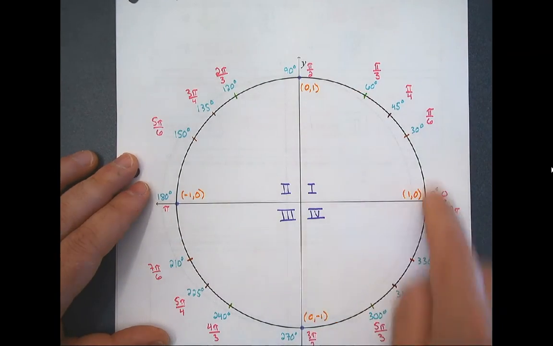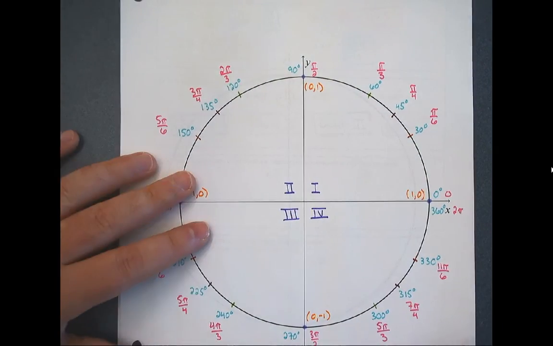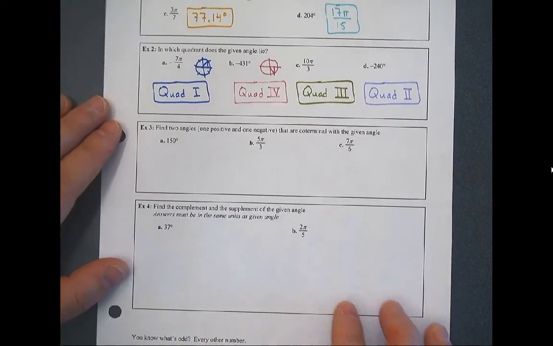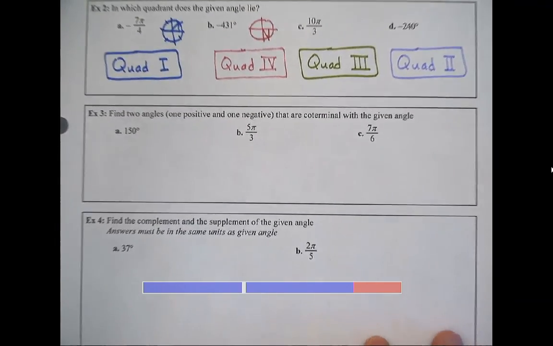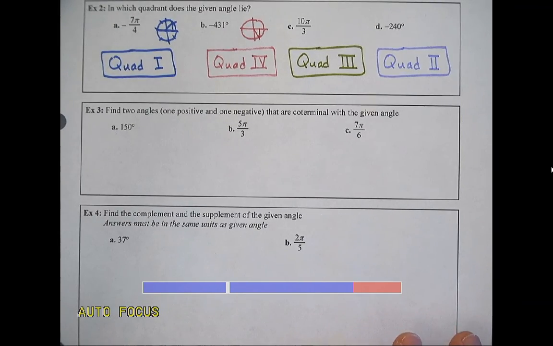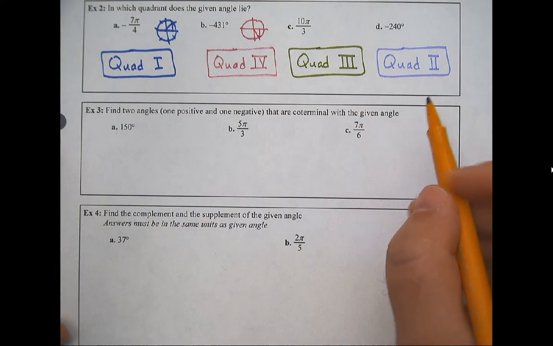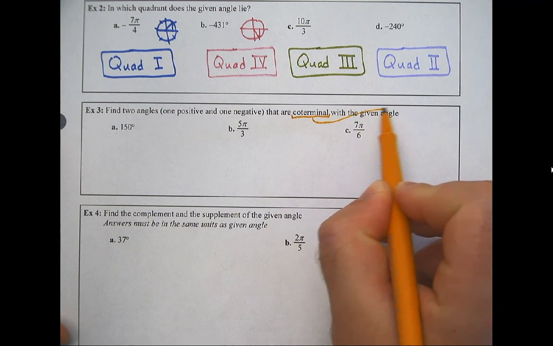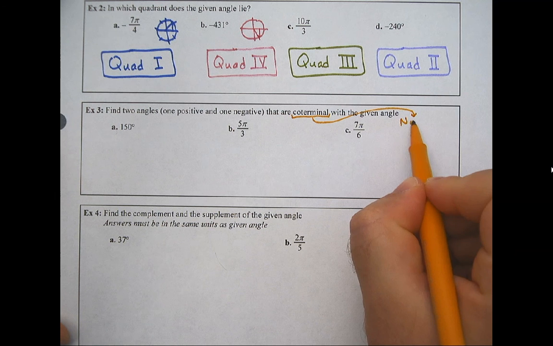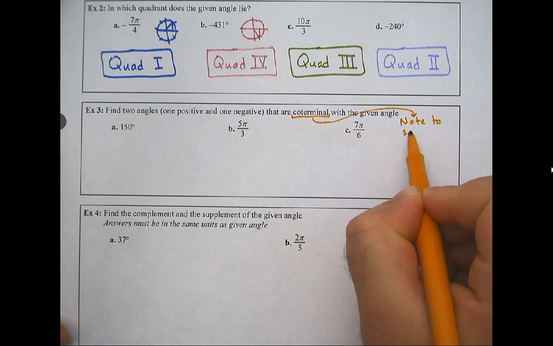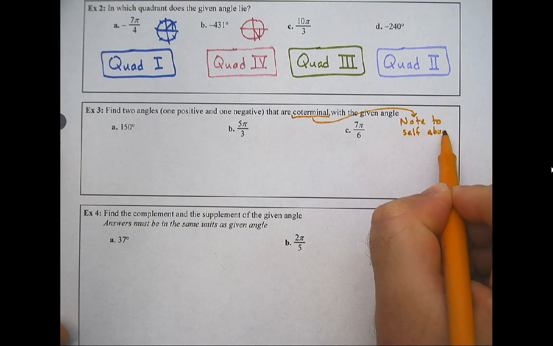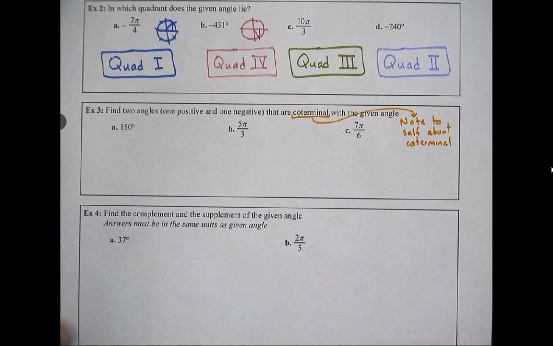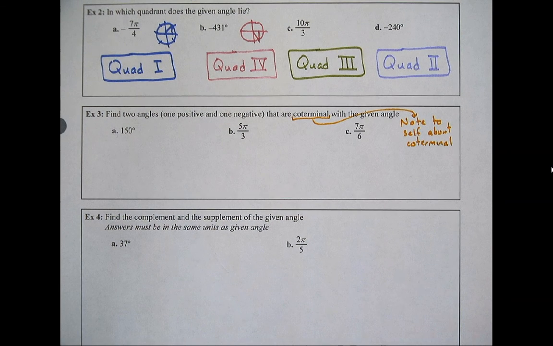I kind of think about it as different rotations or different angles that take me to the same spot. So pause there and discuss what is coterminal. Write a little note. Note to self about coterminal, what it means.